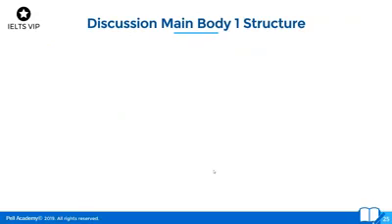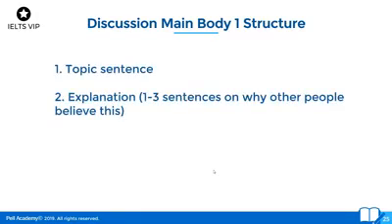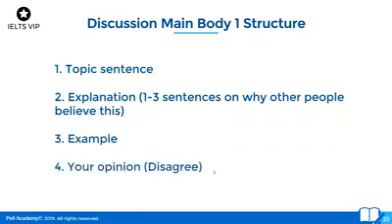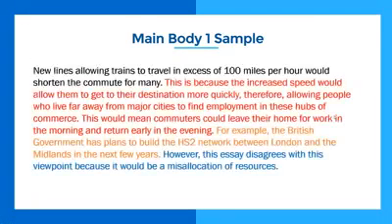So let's look at the structure in a lot more detail for the main body paragraph. Main body paragraph 1: number 1, topic sentence; number 2, explanation, so 1 to 3 sentences on why other people believe this. Remember, we're discussing other people's views. Number 3, an example to support that. And number 4, your opinion. So 1, 2, and 3 are what other people think. Then number 4 is what you think. Again, we'll look at this in more detail and give you examples. Okay, so here's a sample for main body 1.